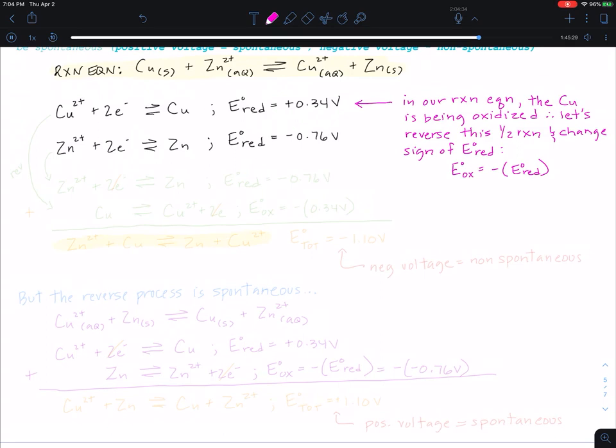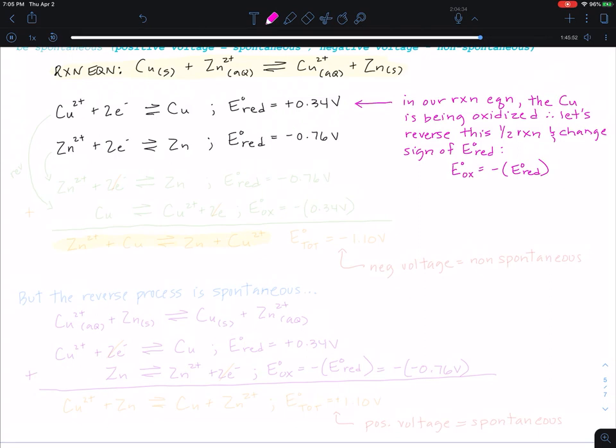We know that our reaction equation is trying to tell us that we're going to oxidize the copper. And I went ahead and I looked up reduction potential data, not oxidation potential data. That's not real, right? We measure reduction potentials. But it's cool because if we notice that the reaction is in the reverse, all we have to do is switch the sign.